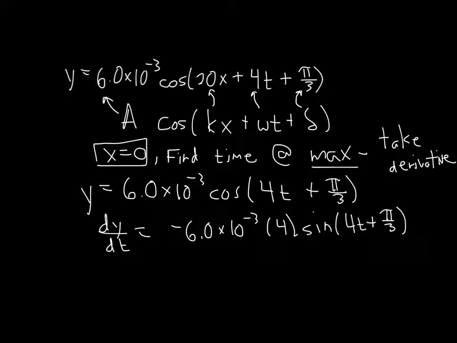I want to take this derivative and I want to set it equal to 0. That's how I find a maximum. I take the derivative first, and then I set it equal to 0. So I need to find out how I can make this function equal 0. The only way I'm going to do that is if this sine term is going to be equal to 0.